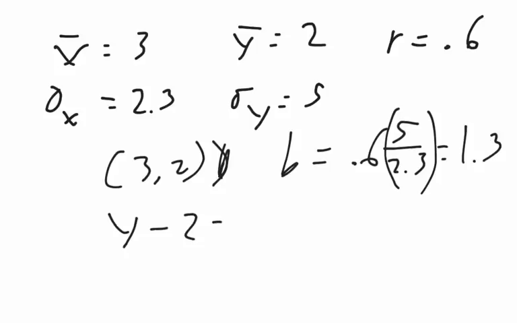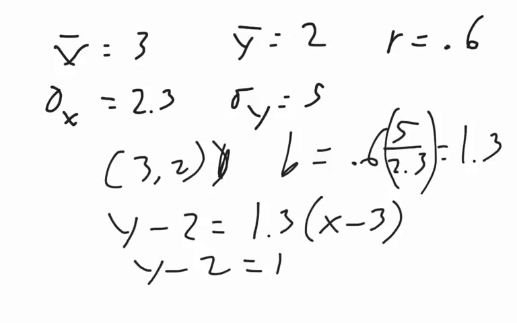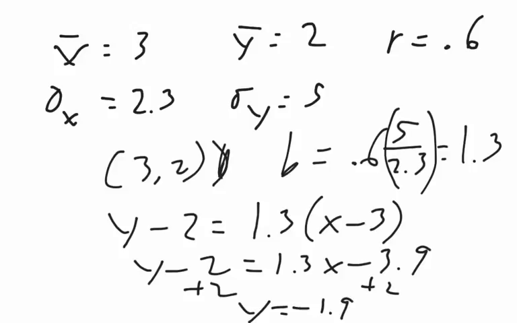So y minus 2 equals 1.3 times x minus 3. Y minus 2 would equal 1.3x minus 3.9. And when I add 2 to both sides, we would get y equals negative 1.9 plus 1.3x. And of course, I'm going to put the predictor hats over all of the y's. Sorry for the small mistake in the one problem, but that's going to be it for this lesson.